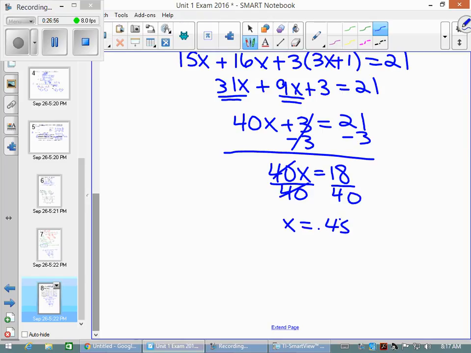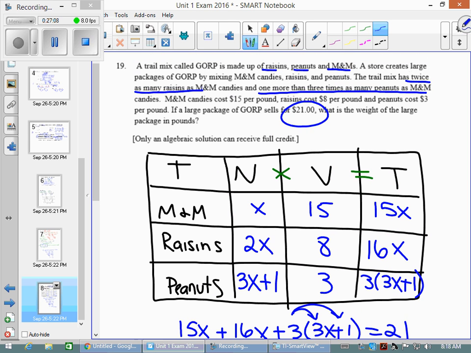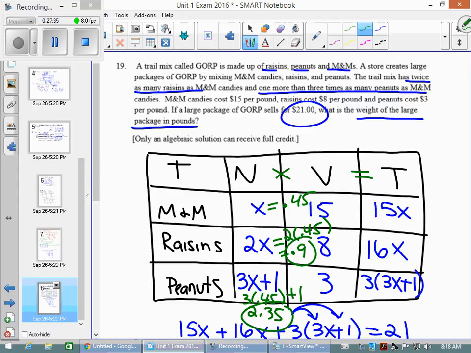Now, I didn't exactly answer the question yet, because it did say, what is the weight of the whole package? So if I have 0.45 pounds of M&Ms, then I need to take that and multiply it by 2 to get how many pounds I have of raisins, which would come out to be 0.9. And then I need to multiply it by 3 and add 1 to get how many pounds of peanuts I have, which comes out to be 2.35. So if I take the 2.35, the 0.9, and the 0.45 and add them all up, my final answer is 3.7 pounds, which is how many pounds total I have of the entire mixture.